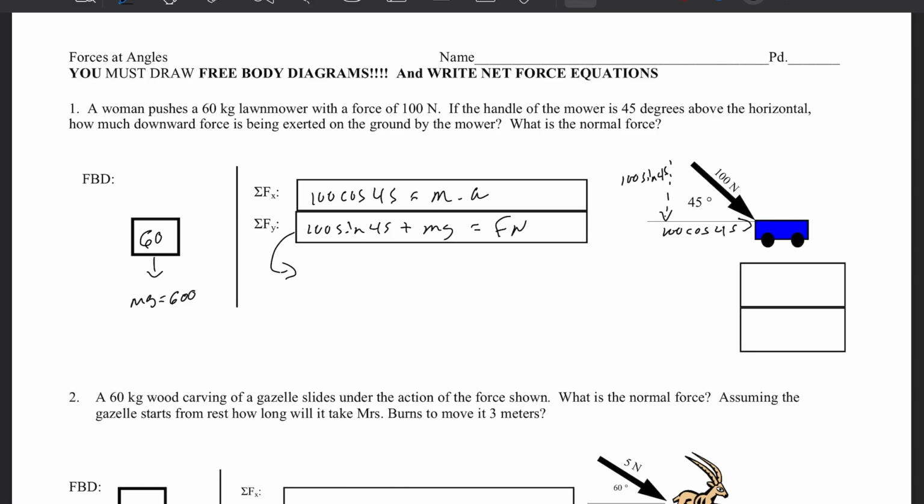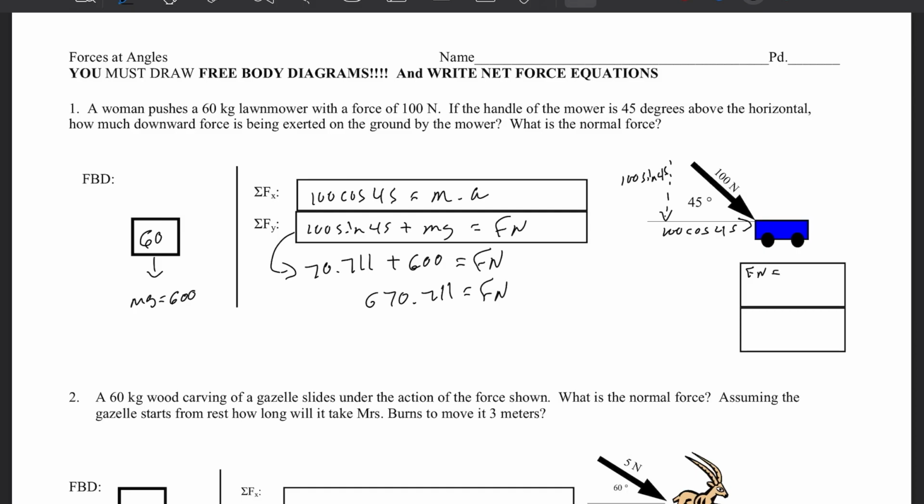So if we take that bottom equation and solve for 100 sine 45, we get 70.711 plus mg of 600 is equal to force normal. And then the force normal, adding that together, would be 670.711 for the force normal. The force normal is the only force going up, so it is equal to the total downward force. So both answers are going to be 670.711.